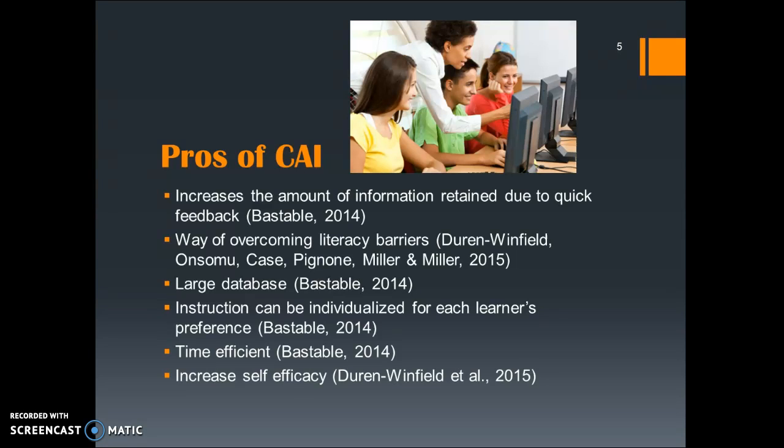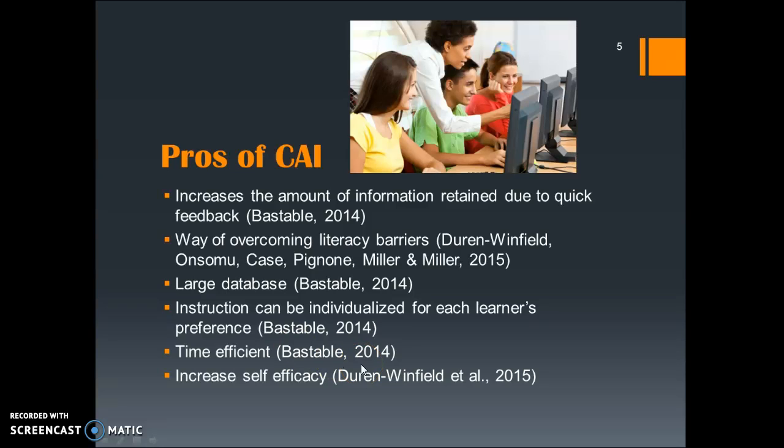Durin Winfield and his team actually did come up with a study that proved that computers do overcome literacy barriers. Their study is significant because it demonstrates that CAI is a feasible method for overcoming literacy barriers in medical care, despite limited literacy patients' lack of computer experience. So they don't necessarily need that experience, but it does help patients that have a limited literacy.